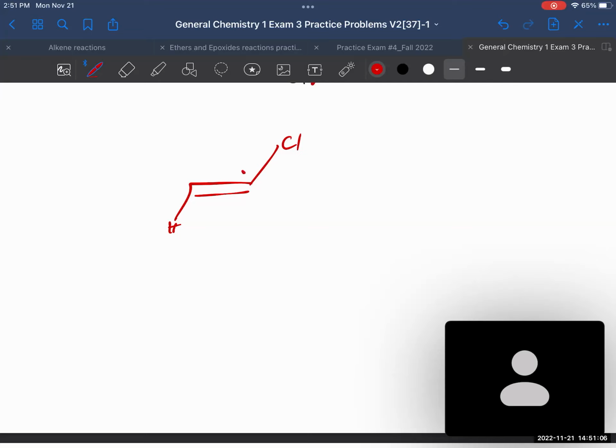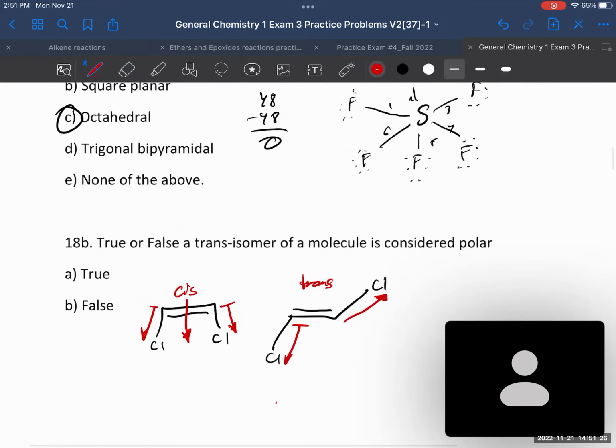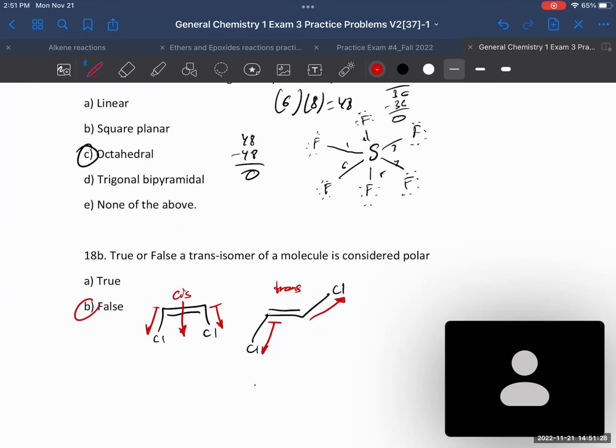Because the chlorine would push electrons over here, but the carbon-hydrogen bond is non-polar, so it doesn't really matter. Even if it was carbon and oxygen, it would still be considered polar. But if the chlorine was iodine, then it'd be non-polar, right? Yeah, because C and I have the same electronegativity. So it's something to memorize. All right, but to answer the burning question, the statement that the trans isomer of a molecule is considered polar is false.